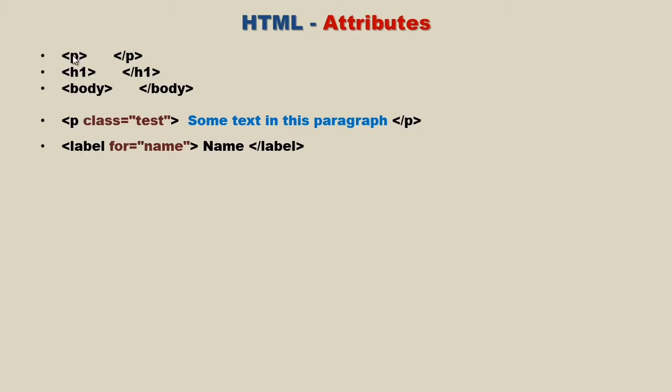Now, as we know, elements are made up of 2 tags, an opening tag and a closing tag. And what do these elements do? They tell the browser something about the information that is between these 2 tags. So the paragraph element will tell the browser that there's some text here. The heading element will tell the browser that there's a heading here. And the body will tell the browser that everything that's inside the body will make up the actual web page. So at a basic level, that's what elements do.